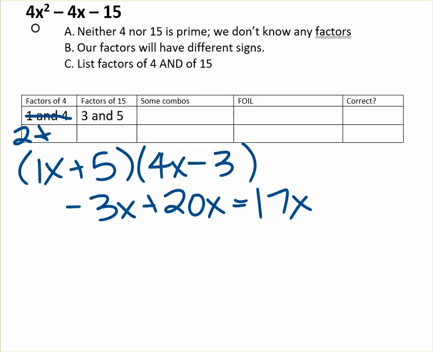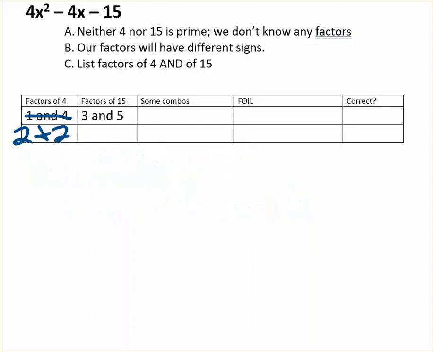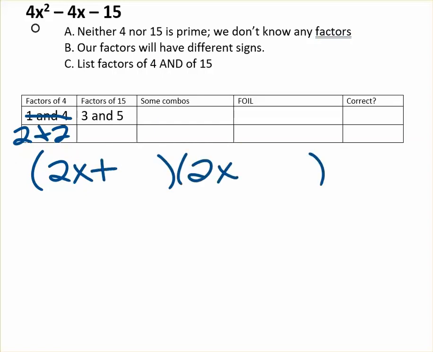Well, we could do 2 and 2. Okay, so I'm going to have 2x in the first spot of each. I know one's going to be plus and one's going to be minus. I'm going to stick with the 3 and 5 for my factors of 15. The only other choice would be 1 and 15, and I don't think that's going to work. So I'm going to do plus 5 and minus 3.